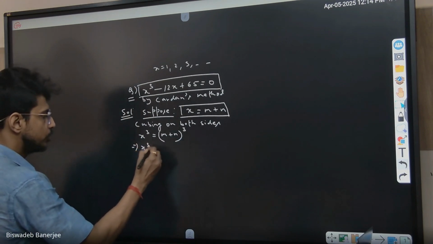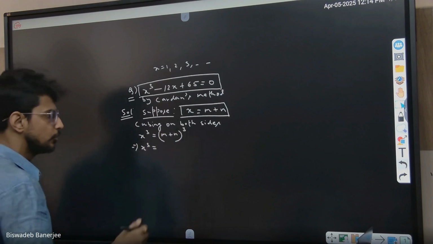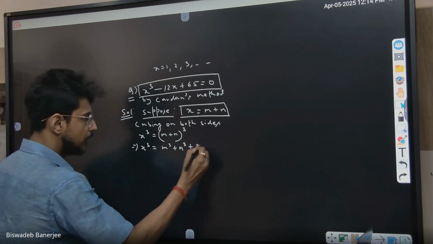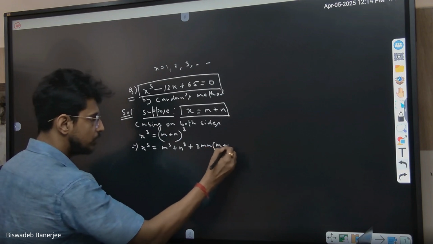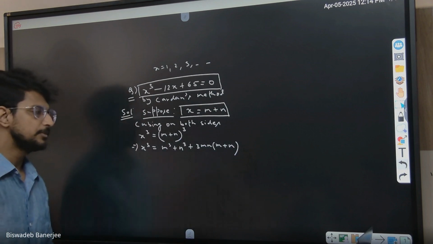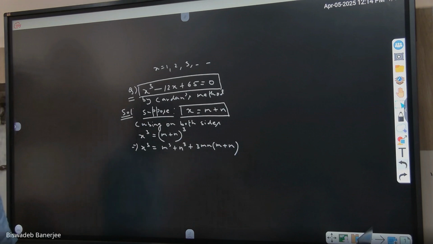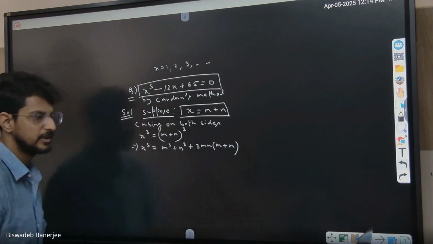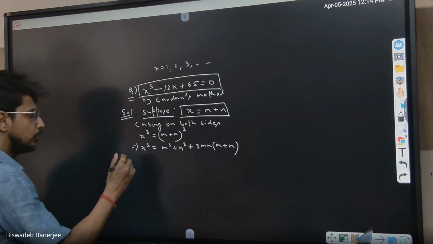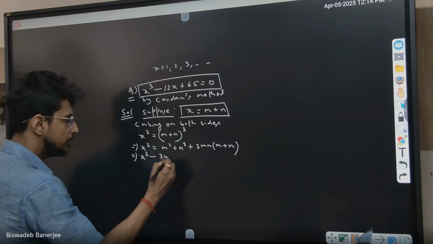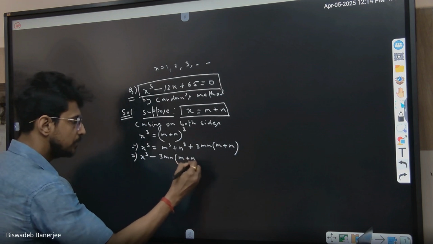This implies x cube equal to, now this is the formula of a plus b whole cube. It is a cube plus b cube plus 3ab into a plus b. This is the formula of a plus b whole cube, no? We know this theory. It's a very easy theory. Then what? This implies x cube minus 3mn into m plus n.